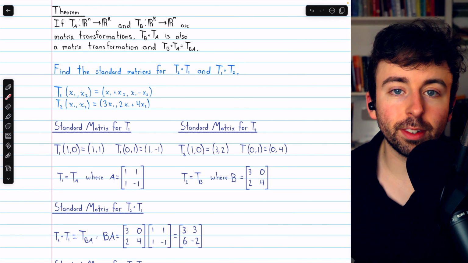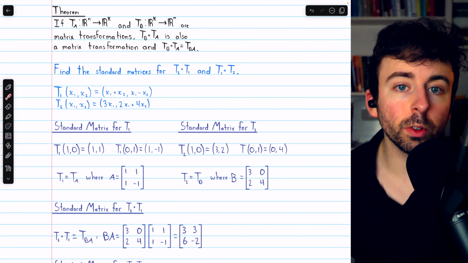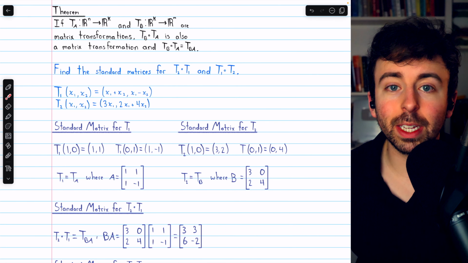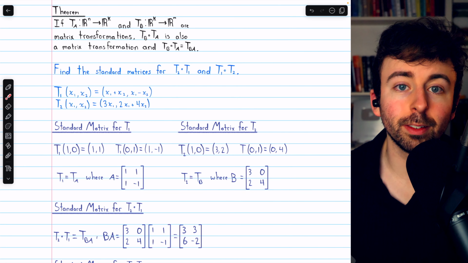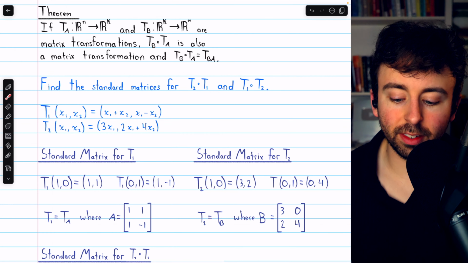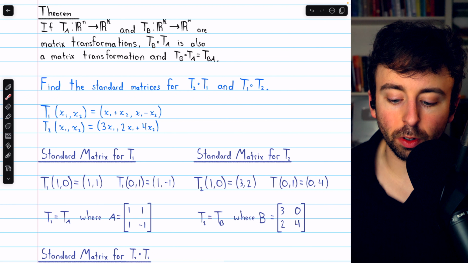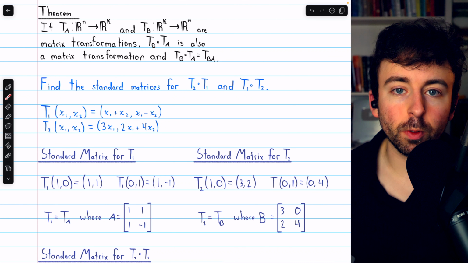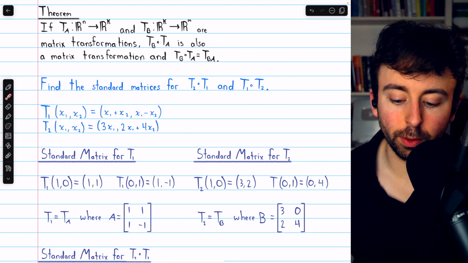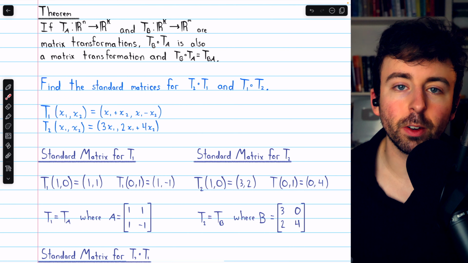We simply find the standard matrices for the individual transformations and then multiply them together in whatever order is appropriate. That order is the same order in which the transformations are written. So T2 circle T1 will have a standard matrix, which is the matrix for T2 multiplied by the matrix for T1.